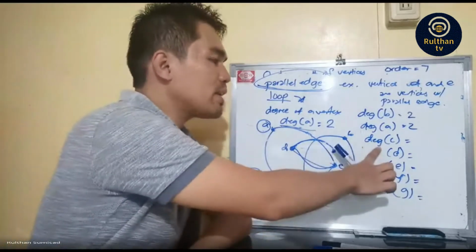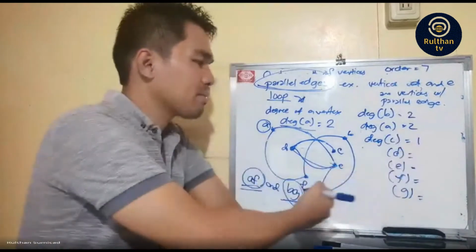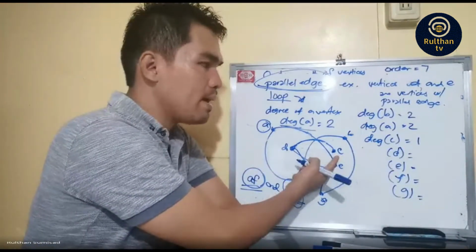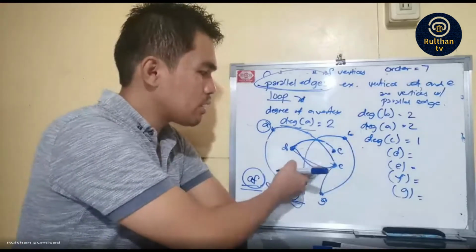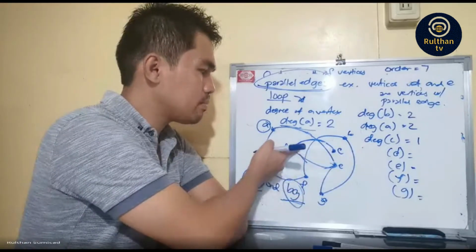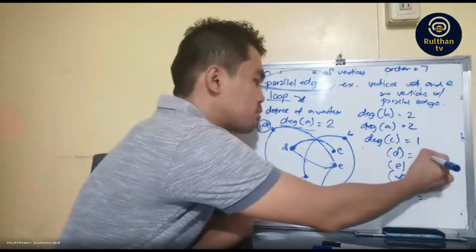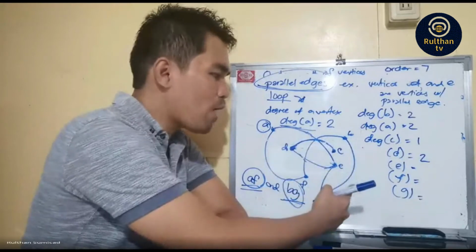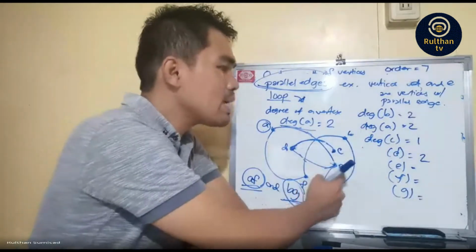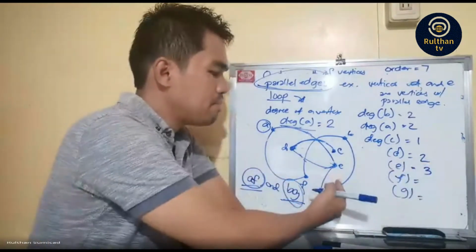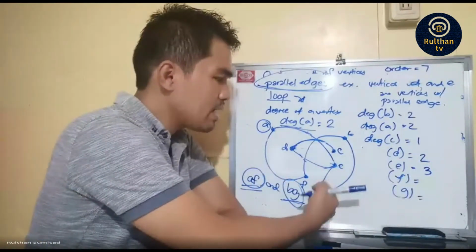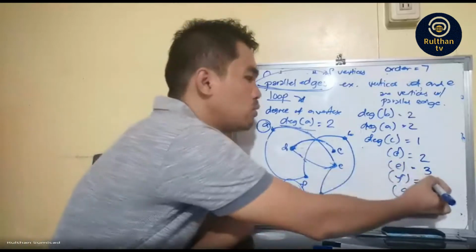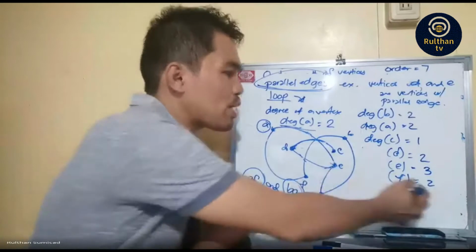What is the degree of vertex C? It is 1, right? Because there is only one edge that is incident to C. For D, we have, sorry, this is only 1. For D, we have 2, which is the edge DB and DE. And then for E, we have 3. We have edge EG, DE, and AE. Okay, so we have 3. For F, we have 2. For G, we also have 2.